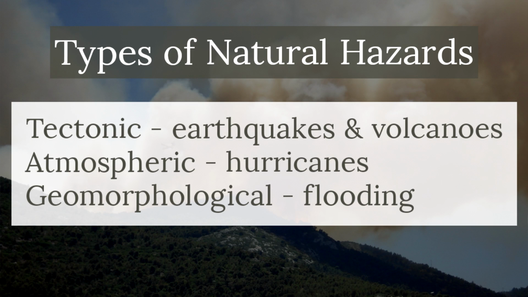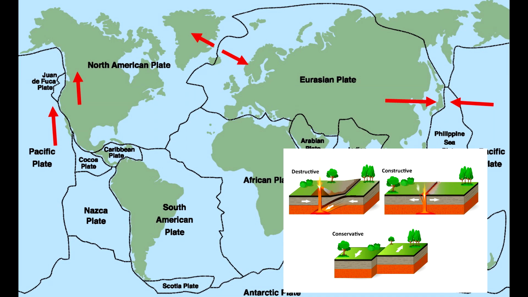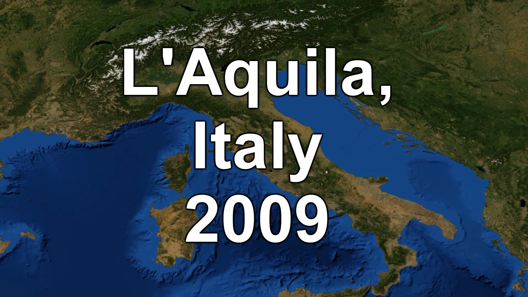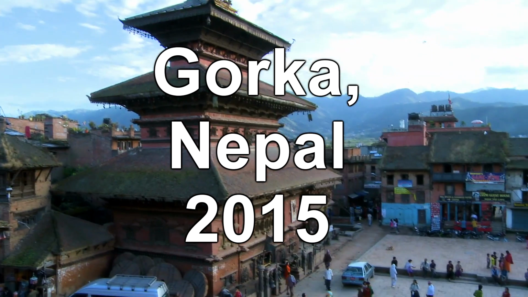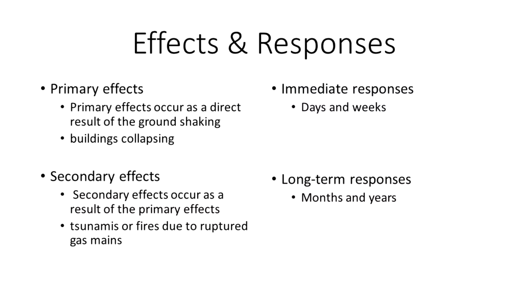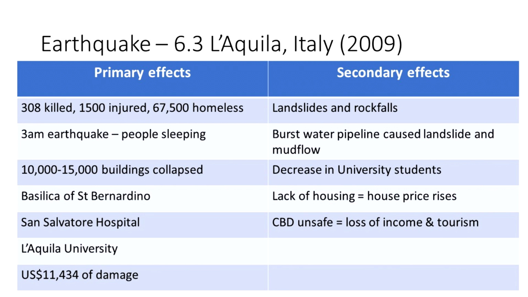You need to start off with a basic understanding of the whole distribution of volcanoes around the world. You need to understand the differences between the plate margins we see around the world, including destructive, constructive and conservative plate margins. You need to have a good understanding of earthquake examples and case studies. You need to understand the differences between the primary and secondary effects, as well as the immediate and long-term responses. My pupils have looked at the Nepal earthquake and the Italian earthquake.